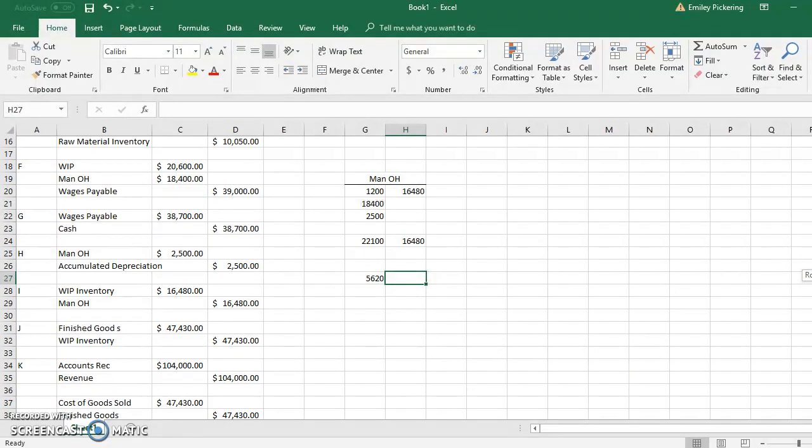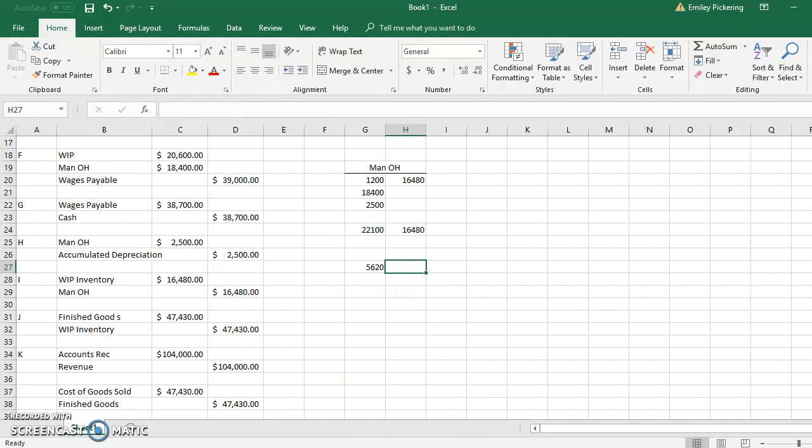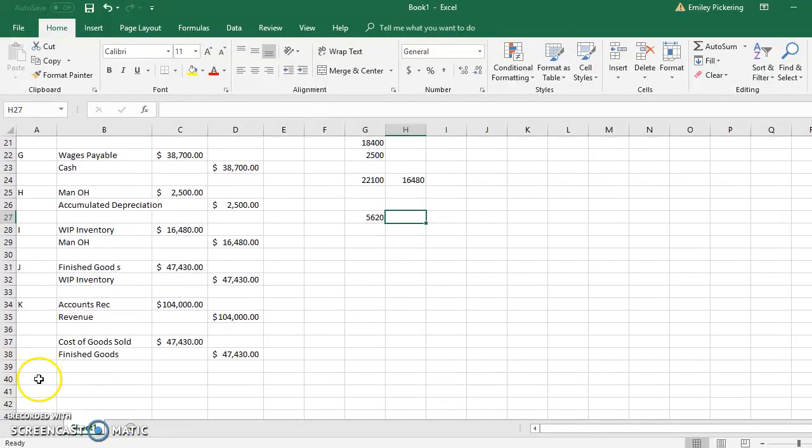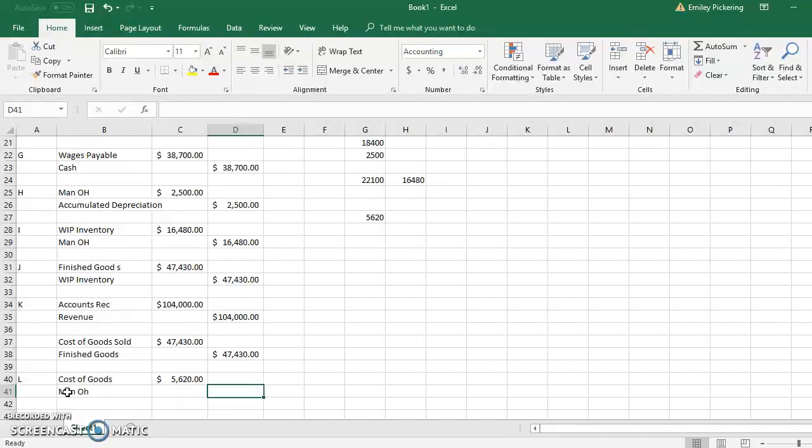So I'm going to have to increase my cost of goods sold, and then to zero this out, I'm going to have to credit it. I've got more over here on the debit side, so to zero out that account, I'm going to have to put it on the credit side to make it zero, okay? So let's go ahead and make that entry. And that is L. So I'm going to increase my cost of goods sold because it's more expense than I had originally thought, 56.20. And then I am going to credit my manufacturing overhead to make that zero. Okay, so those are your journal entries.